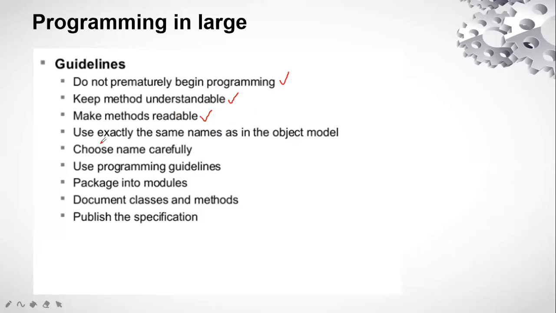Use exactly the same names. This is very important, as in the object model. Whatever object model we have created, we are going to use the same names in the programming also. Choose the names carefully, so there is no confusion regarding the names. Let's say we have a student class and another class for scholarship students. We have to clearly mention that student is one class and the subclass of this is scholarship, SCH underscore student. So it should be very clear with the name. Use programming guidelines. Whatever the programming guidelines are, they are to be taken care of.